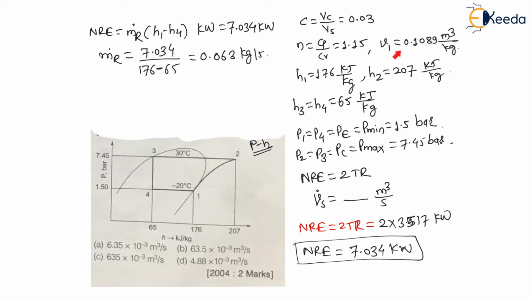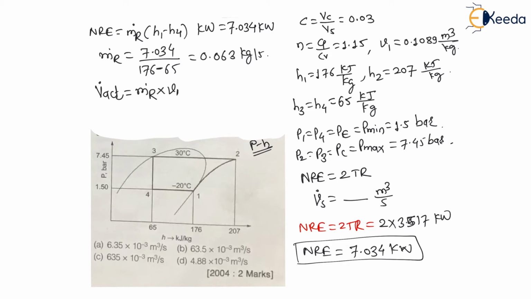Now, my dear students, here the specific volume is given at the entry of compressor. Now, this specific volume is nothing but in meter cube per kg. Now, if I want to find actual volume flow rate, then it will be mass flow rate of refrigerant into specific volume. Here mass flow rate is in kg per second, specific volume in meter cube per kg. Now kg will get cancelled, answer will be meter cube per second, which is nothing but actual volume flow rate, right? So let us find this actual volume flow rate here.